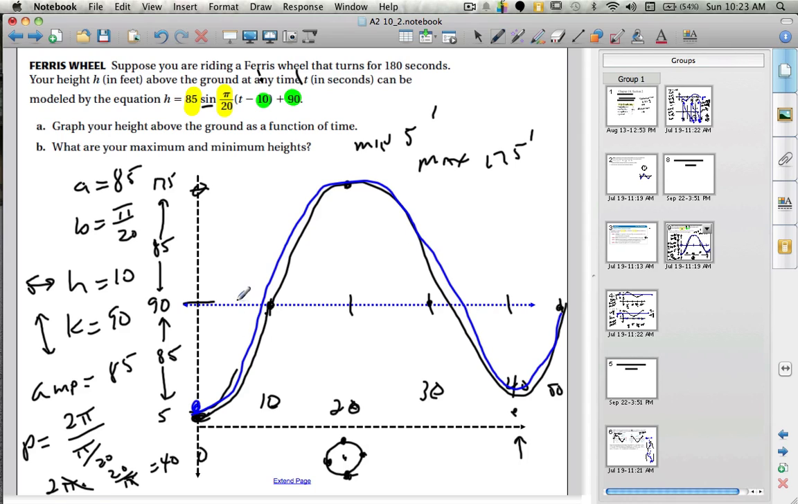What I want you to get used to is the idea that you want to create the shape, but nobody says it had to be a sine function. This could have been a cosine function to model the Ferris wheel just as well. It could have been a cosine function with a bigger shift. It could have been a reflected cosine function. It could have been a sine function. Any of those would have worked.